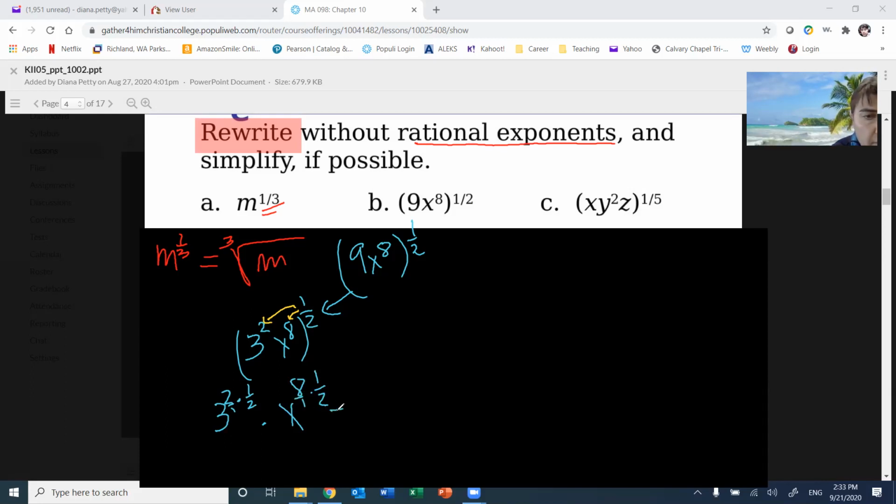So what would this be? The 2 would cancel in the first one. So it's just 3. And on the second one, 8 over 2 is 4. So it's going to be x to the 4. This is one way to do it. All right. Okay, let's do the next one.